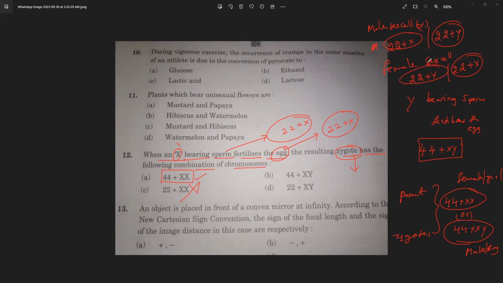So this is sex determination. If you understand this, none can stop you; 100% you can get the marks. And the last remaining concept is blood group determination, that is, how the blood groups are inherited and how the genes control the characteristics. These two concepts we'll discuss in the next class.